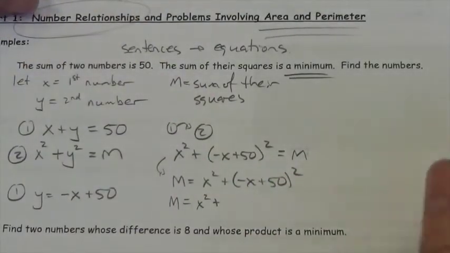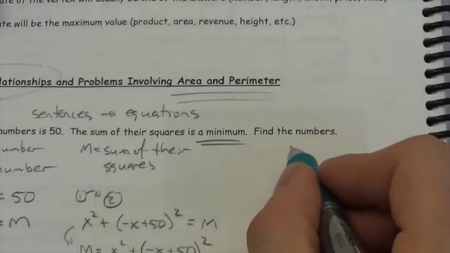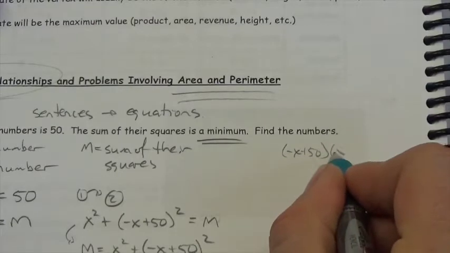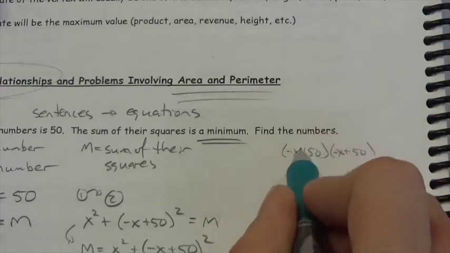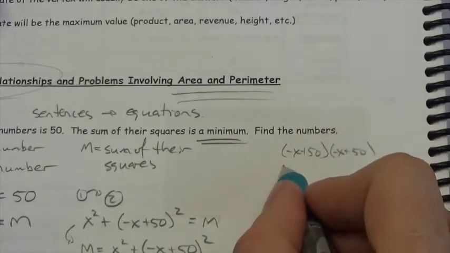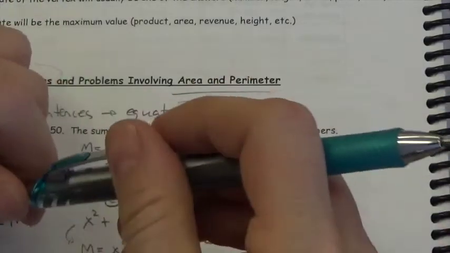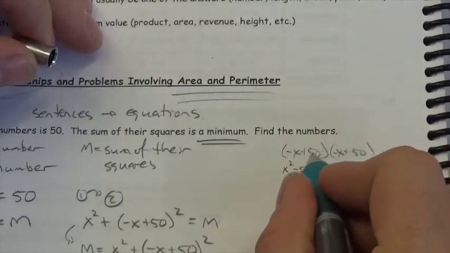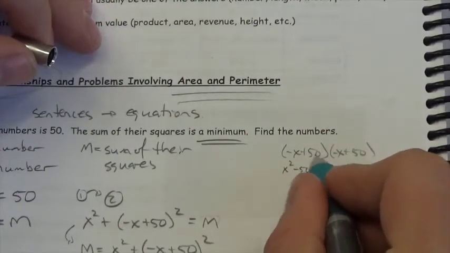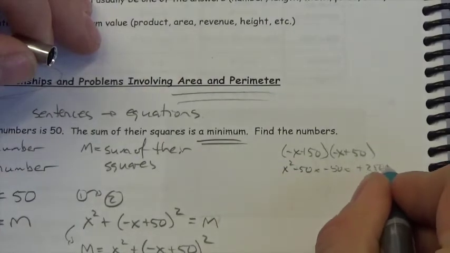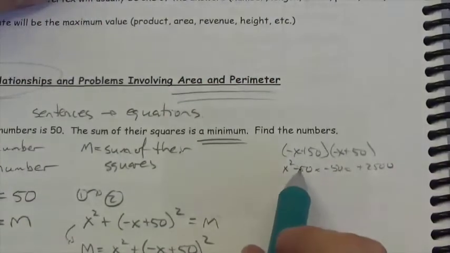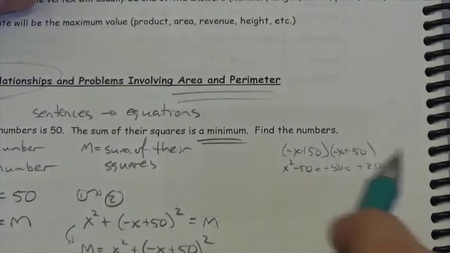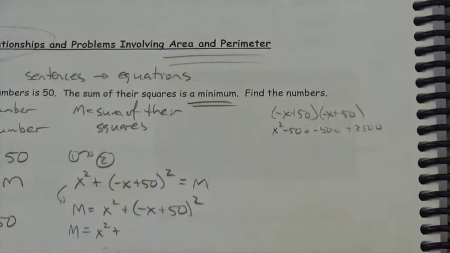Because, and maybe I'll do this over here, okay? If I've got negative x plus 50 squared, that's negative x plus 50 times negative x plus 50. When you expand that out, negative x times negative x is positive x squared. Negative x times 50 is negative 50x. 50 times negative x is negative 50x. 50 times 50 is going to be 2,500. Now, those two terms there combine to get us negative 100x. That middle term is what oftentimes people forget.